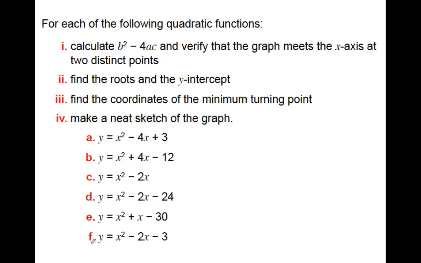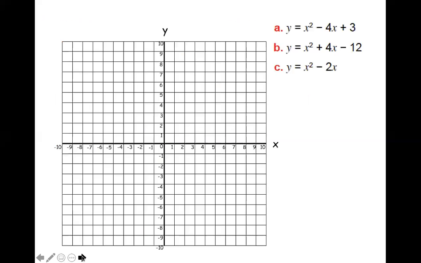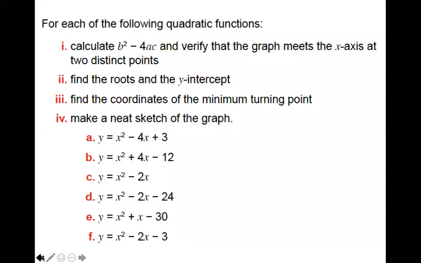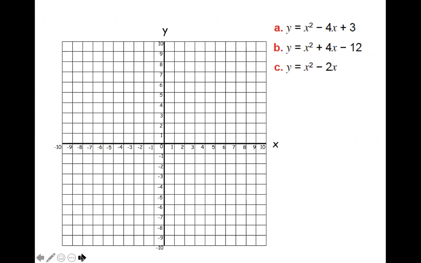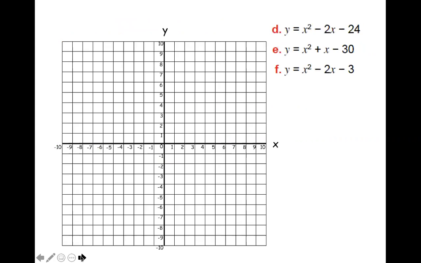So we can pick one from that list. Which one do you want us to pick? A, B, C, D, E, F. So we can try D if you want. Oh, yeah, okay. So D.